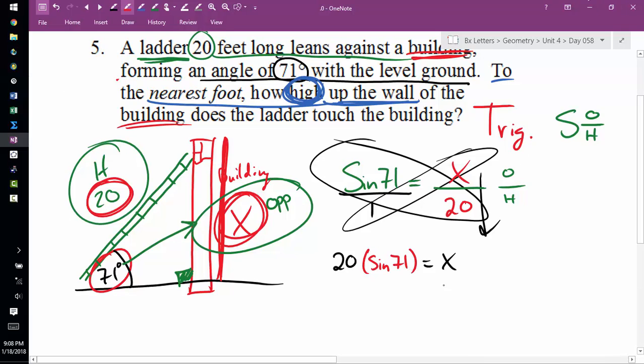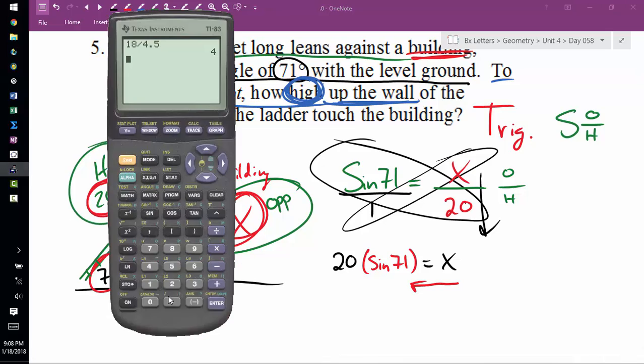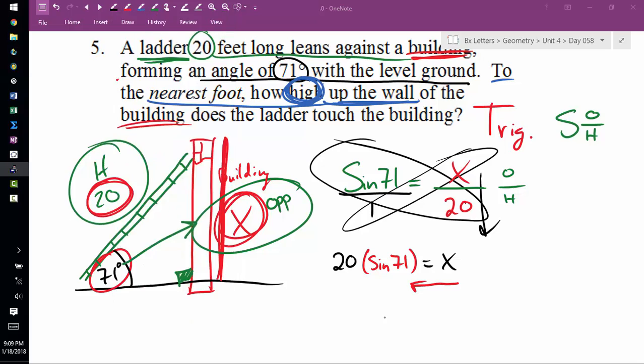I'm going to read my problem, and it says x equals 20 times the sine of 71. So I don't have to do any algebra. I just have to do the math in the calculator. 20 times the sine of 71. Boom, and I'm just going to verify that my calculator is in degree mode, which it is. 18.910.